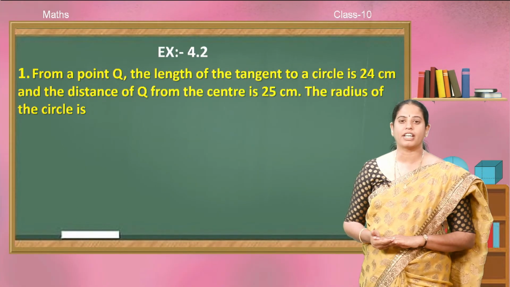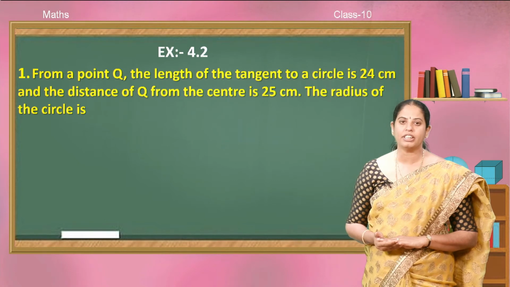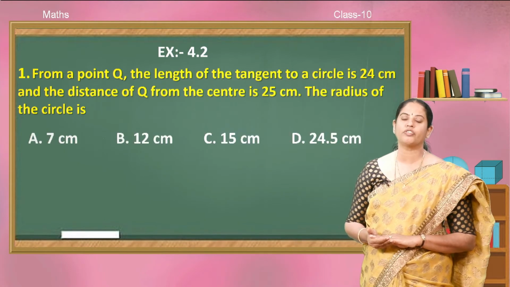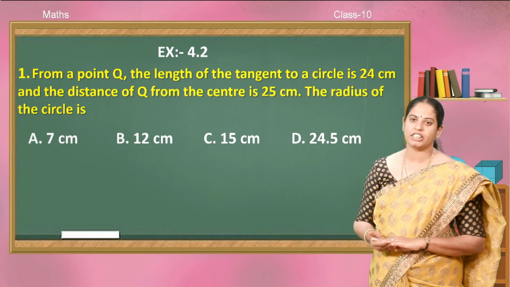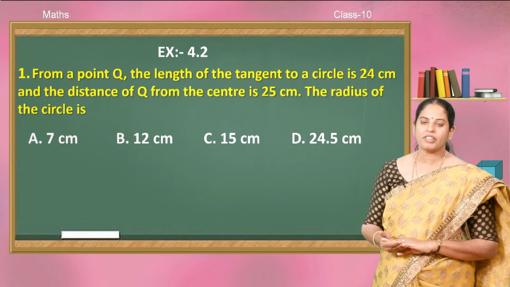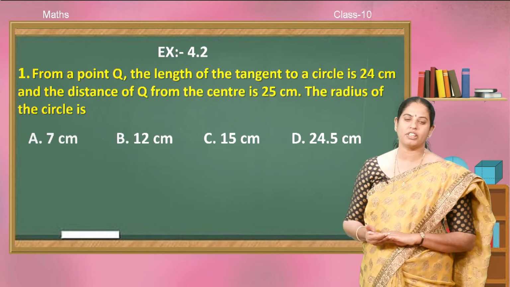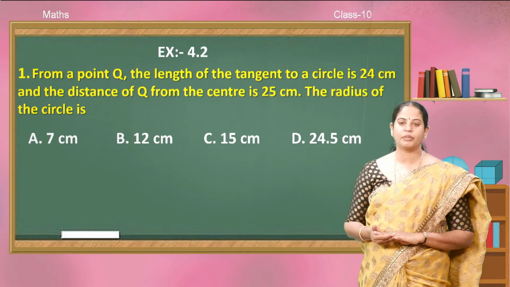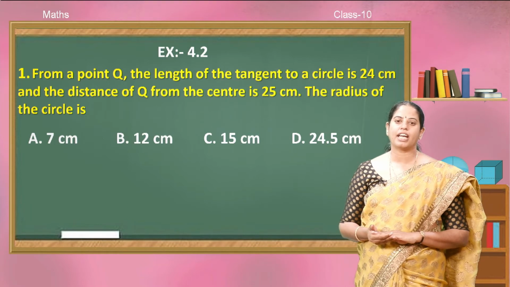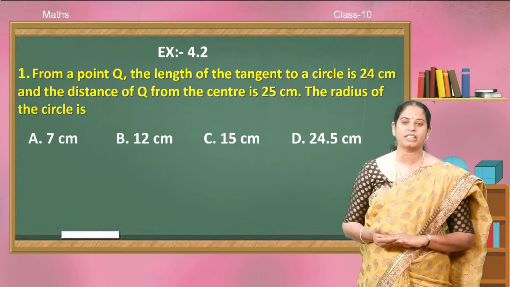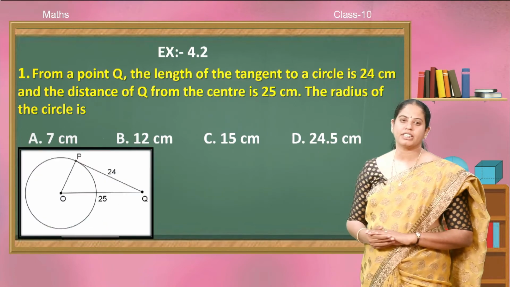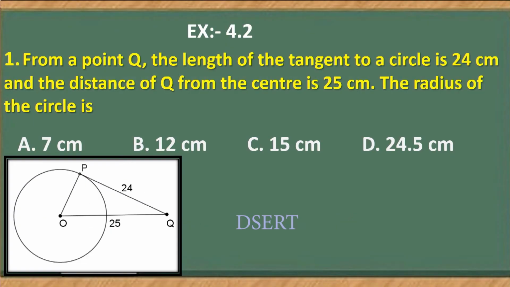Here we have to find the radius of the circle given the length of the tangent and the distance of Q from the center, which is 25. That is, one side length is given and the hypotenuse is given. We have to find the length of the other side, because we know that the triangle formed is a right triangle. Here 4 options are given: 7 centimeter, 12 centimeter, 15 centimeter, 24.5 centimeter.